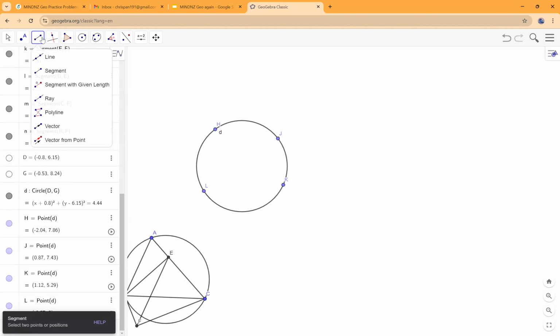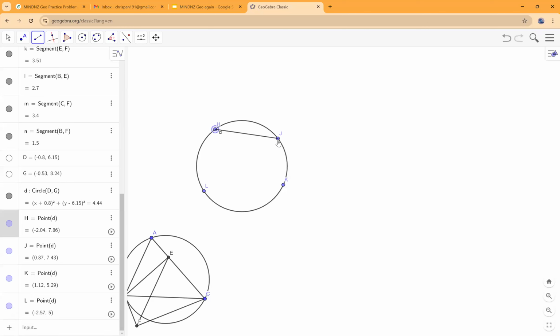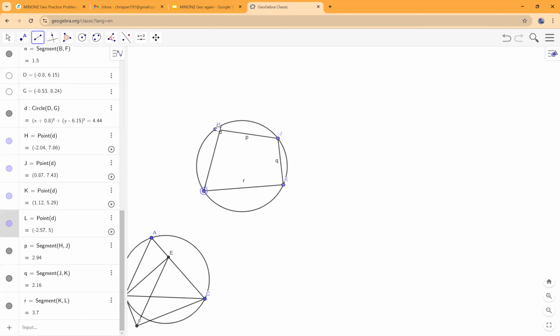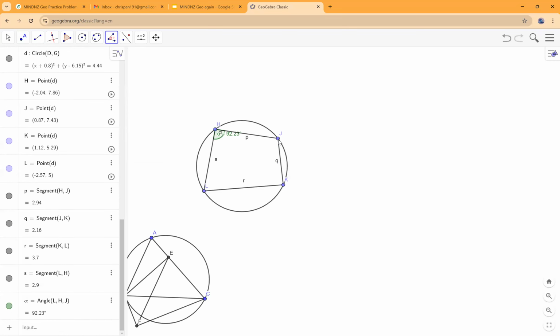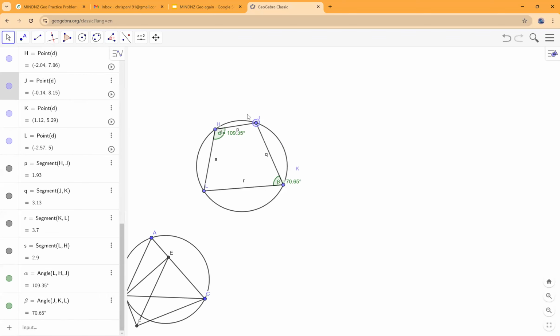Okay, so what properties do cyclic quadrilaterals have? The first property is that the opposite angles in a cyclic quadrilateral add to 180 degrees. So if I look at this angle, LHJ, and I look at the angle JKL, you see that 92.23 plus 137, that should be 137, these add to 180 degrees.